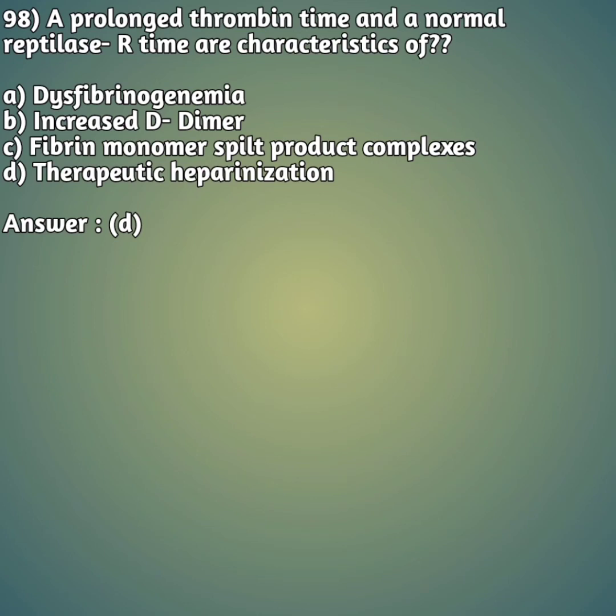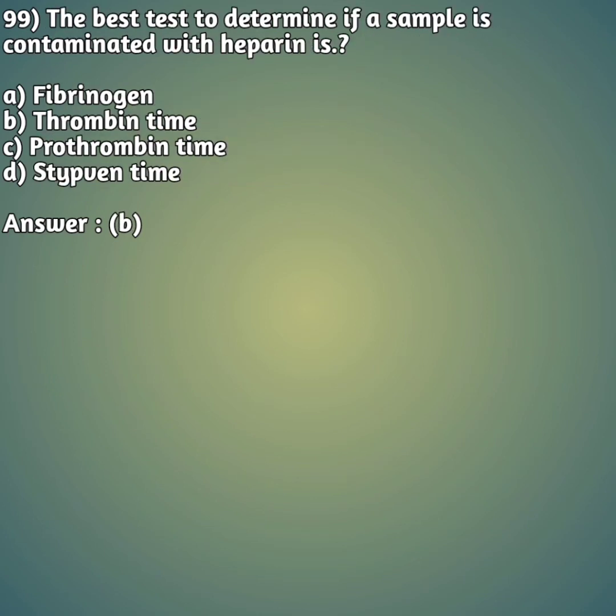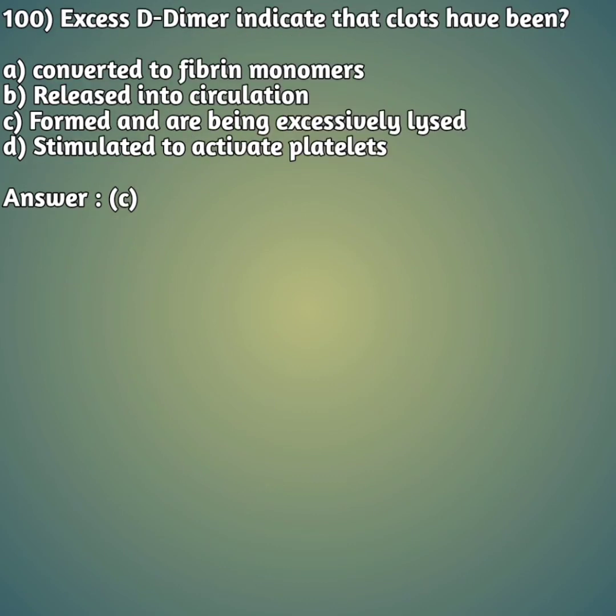Moving on to our 99th question. The best test to determine if a sample is contaminated with heparin is option A, fibrinogen, option B, thrombin time, option C, prothrombin time, and option D, Stypven time. So the right answer is answer B, thrombin time is the best test to determine if the sample is contaminated with heparin. Okay friends, moving on to our last but not least, that is the 100th question from our hematology.